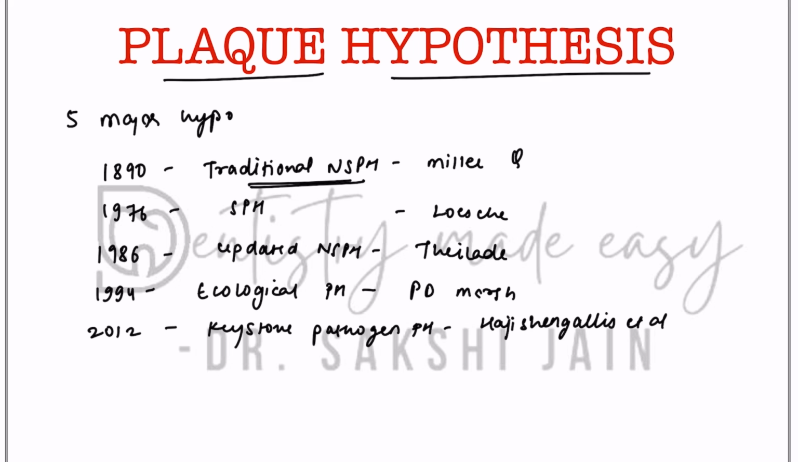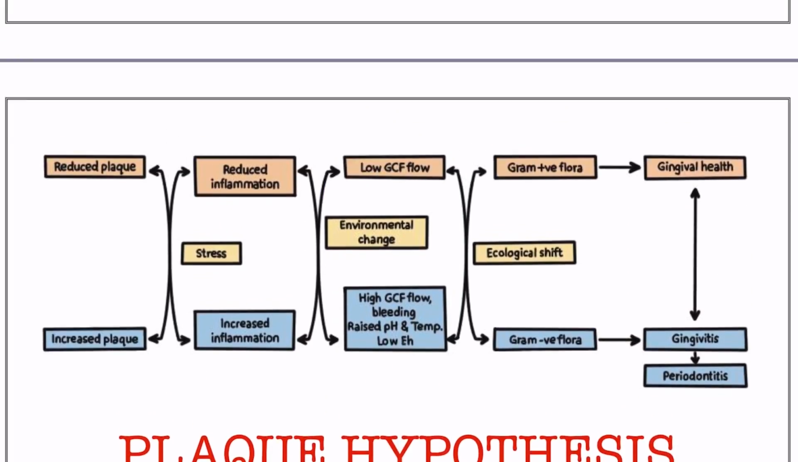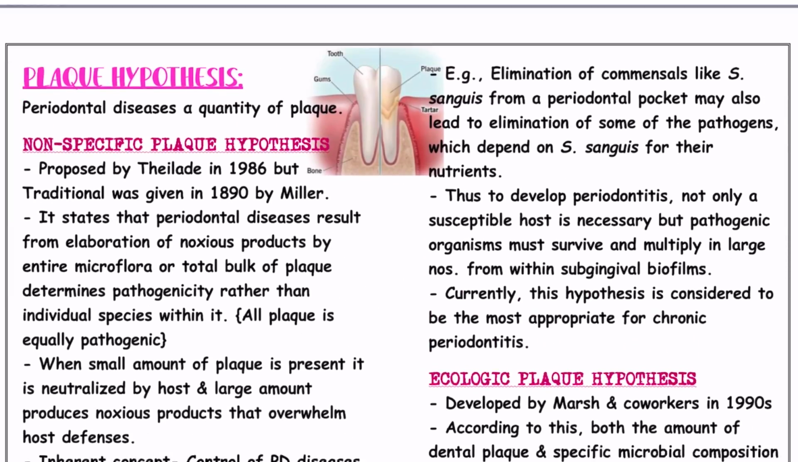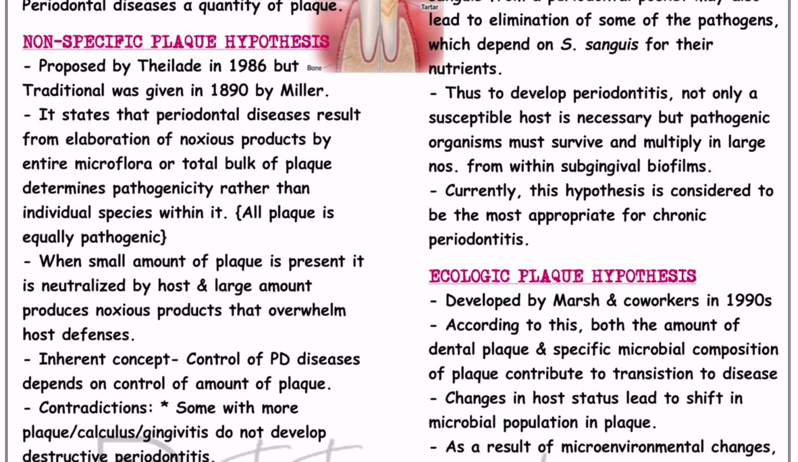have an effect on the periodontium and will lead to periodontal destruction. So in this, a small quantity of plaque will not cause any periodontal destruction. But if the quantity is increased and the bacterial count is increased, then it will lead to periodontal destruction. So basically they said that the quantity is directly proportional to periodontal destruction. Now this is a very simple hypothesis which was given by Miller in 1890.